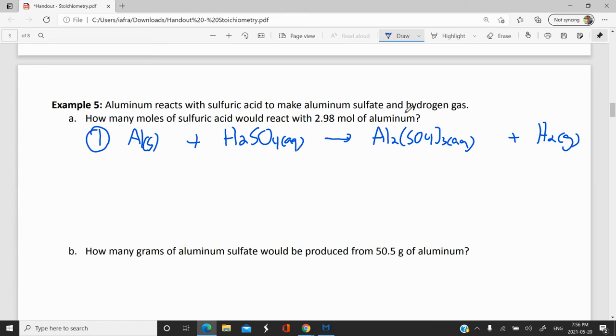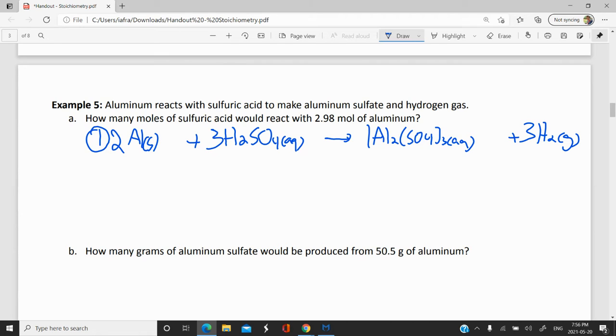We have a single displacement reaction. We need to make sure that it's balanced. And right now it doesn't look balanced to me. So I think I can put a 3 here, and that gives me 3 sulfates, but 6 hydrogen. So I need to put a 3 here, and then a 2 here. So 2, 3, 1, and 3. And now it's balanced. So 2 aluminums, 6 hydrogens, 3 sulfates, we're done there.